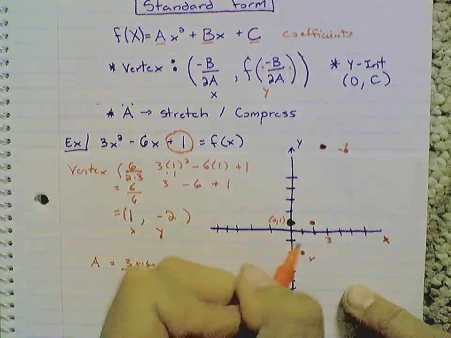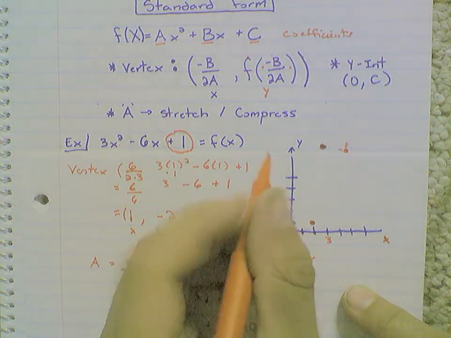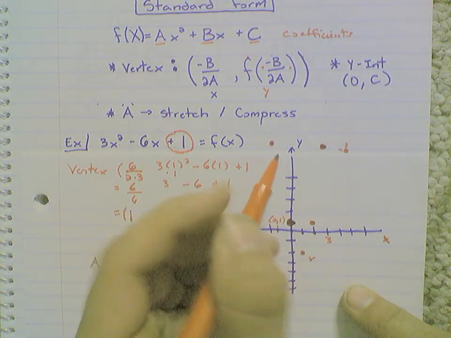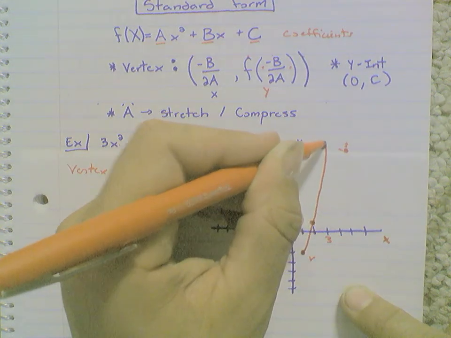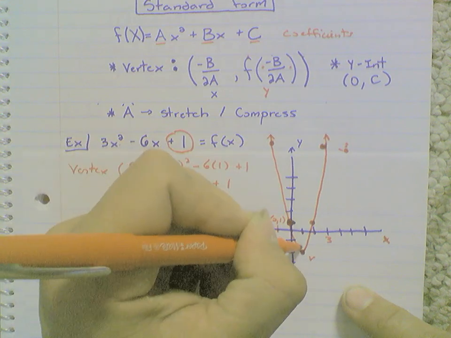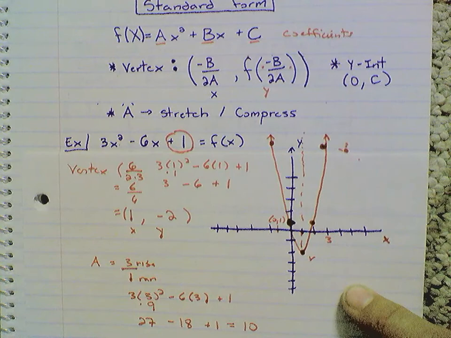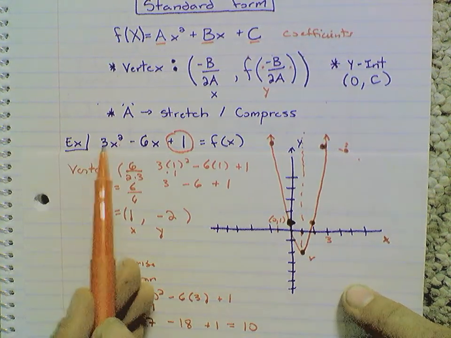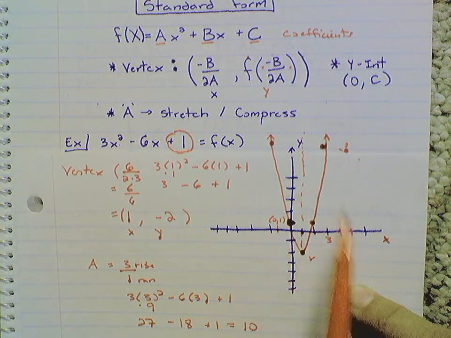And then likewise, if I mirror that to the other side, it should also be up 10. So my graph isn't quite to scale, but ideally you just plug in an x value you haven't used, and then you can mirror it across the axis of symmetry to find that fifth and final point. So the graph of 3x squared minus 6x plus 1 should look like this.